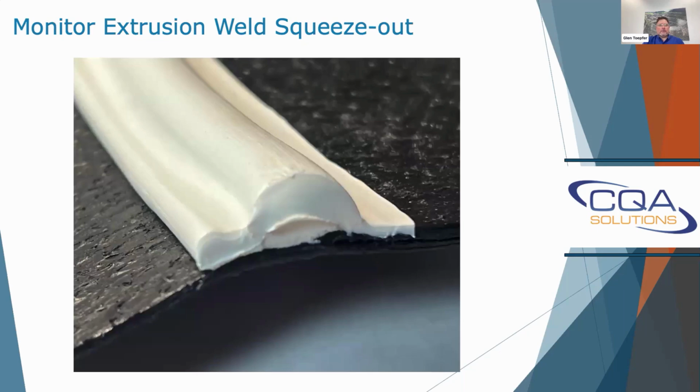Extrusion welds, monitoring the squeeze out on each side, trying to see that it, for the most part, should be pretty uniform. If it's not uniform, sometimes there's more pressure on one side than another, or there could be something with the tip. Maybe they did something to the tip, modified the tip, or the tip's broken.